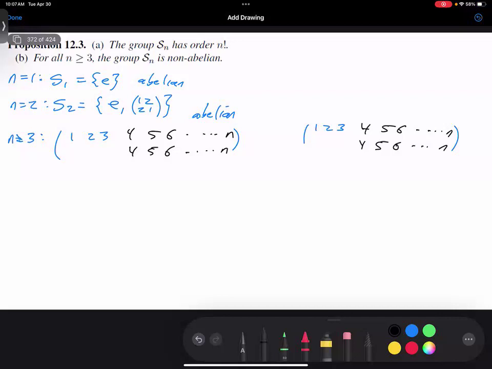So now, there aren't that many possibilities. How many elements does S3 have? 6, but one of them is the identity. So there's 5 elements. I have to choose 2 distinct elements. How many ways are there to choose 2 distinct elements from 5? 10. So there's really only 10 multiplications to do.